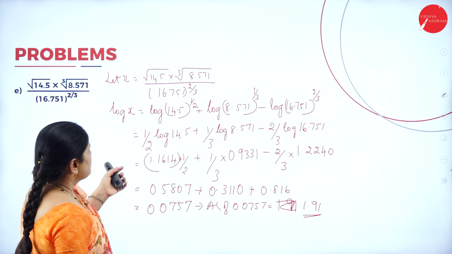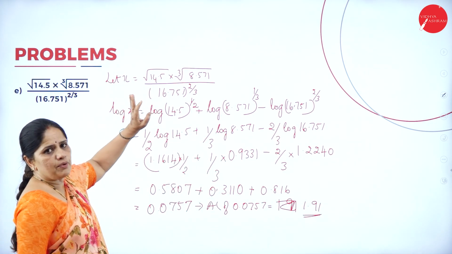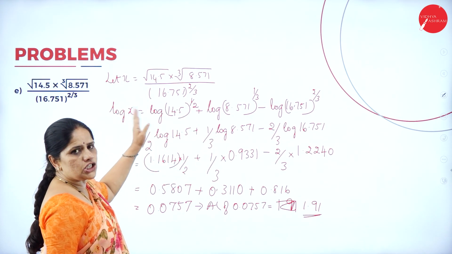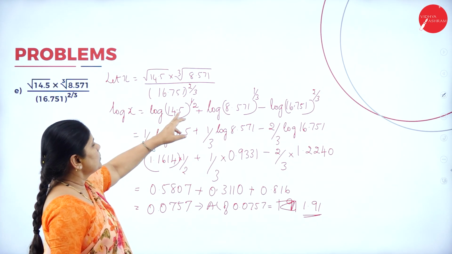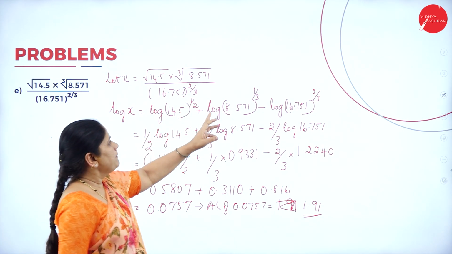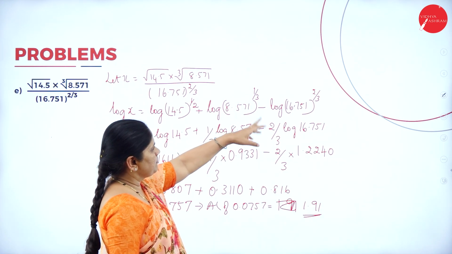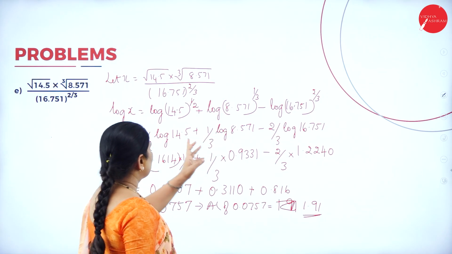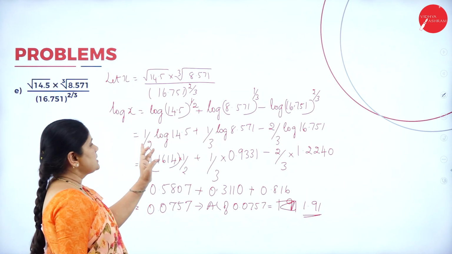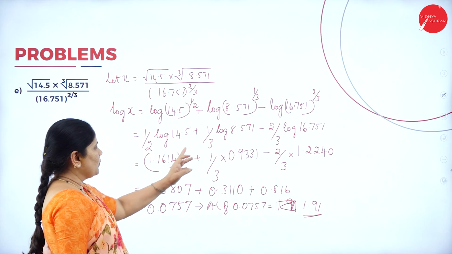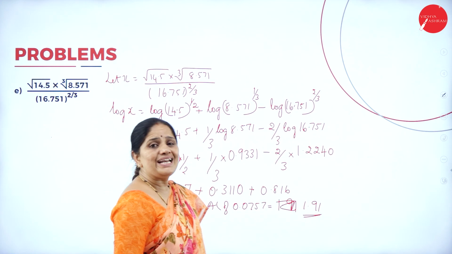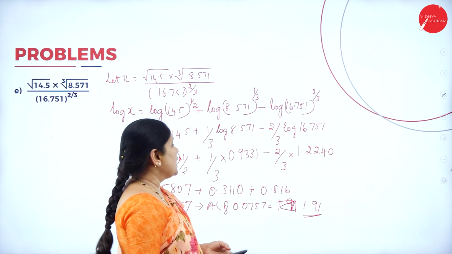So that will be equal to 1.91 is the answer. So when you are having problems like this, with the help of log values, we can easily solve these problems. So log 14.5 to the power half plus log 8.571 to the power 1 by 3 minus log 16.751 to the power 2 by 3. So I bring this power to this side and find out the log value. So when I simplify this, the answer is 1.91. So this is the answer. With this, we come to the end of this session. Thank you.